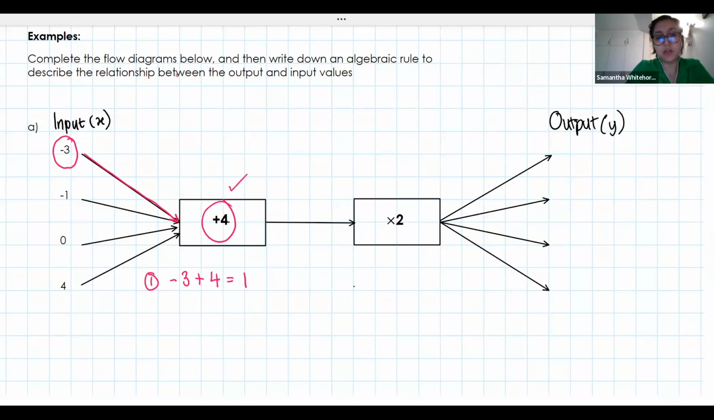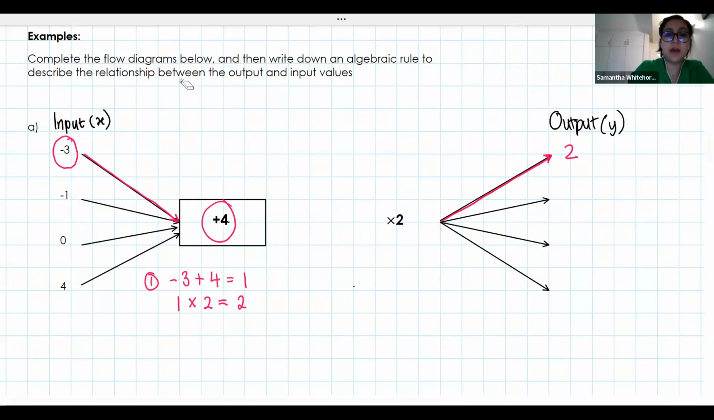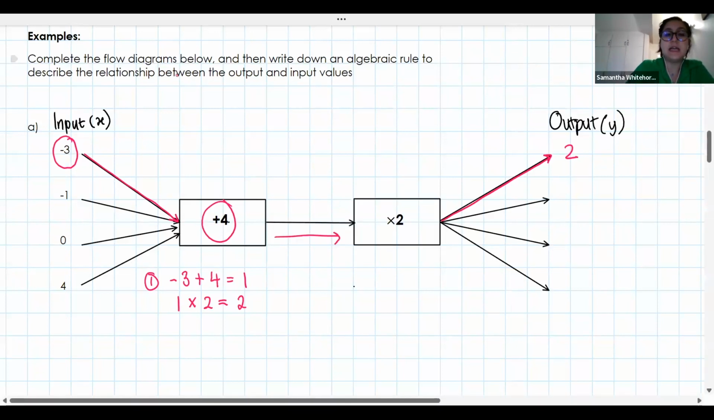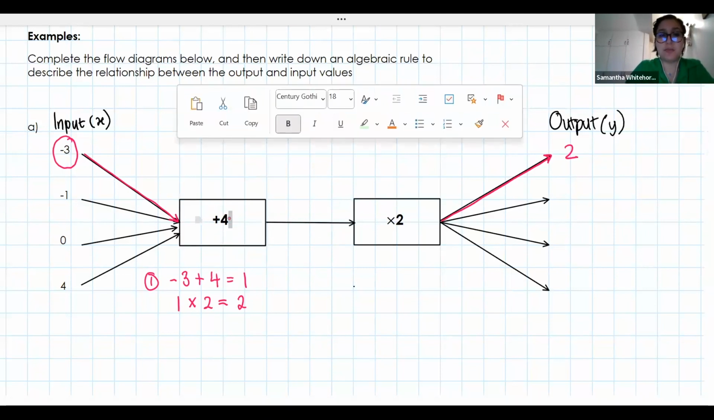So I've done my first operation, and then it moves along the machine, and I now need to apply the second operation, which is multiplying by 2. So I take that answer of 1, I multiply it by 2, and I get my final output value of 2. So that is what my flow diagram is allowing me to do. It's allowing me to apply this rule to my input value in order to get an output.